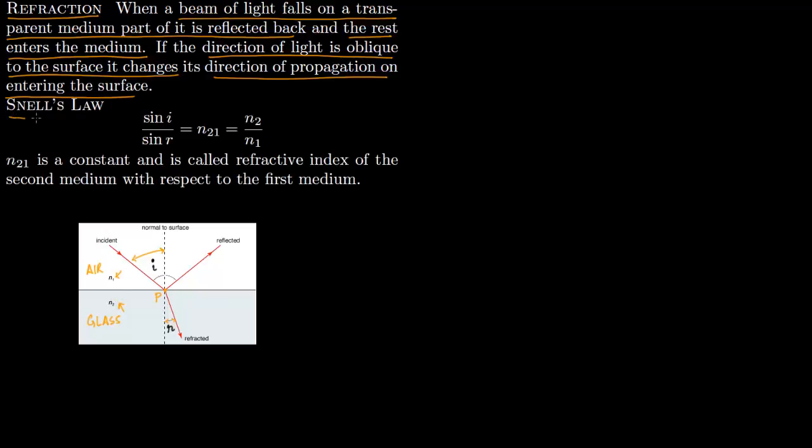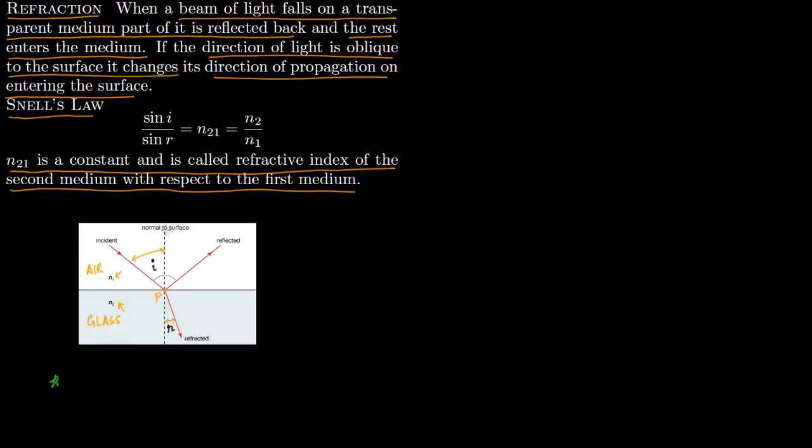Snell's law states that sine I by sine R, where I is the angle of incidence and R is the angle of refraction, as we have just shown in the figure, is equal to N2 over N1. N2 is the medium where the light enters, and N1 is the medium from which the light is initially coming. So the ratio of N2 to N1 is N21. N21 is a constant, and this is called the refractive index of the second medium with respect to the first medium.